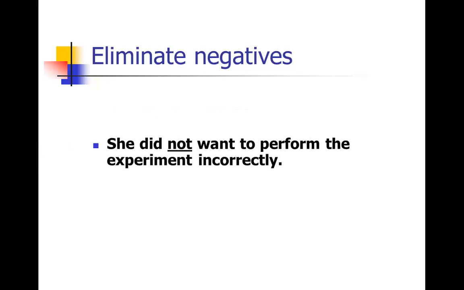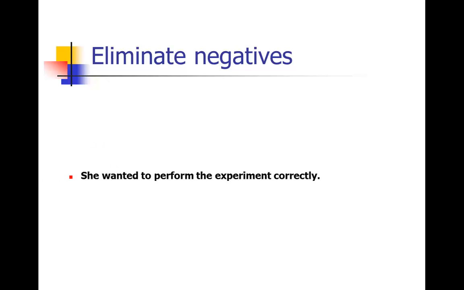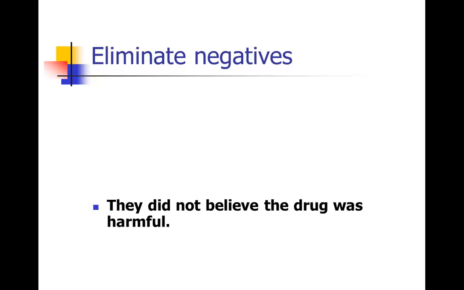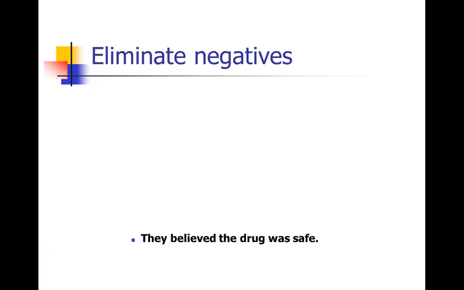Here's another example. She did not want to perform the experiment incorrectly. You can see the kind of double negative there, right? So how do we turn that one into a positive? She wanted to perform the experiment correctly. That's obviously much clearer, that second sentence. They did not believe the drug was harmful. How would we turn that into a positive? They believed the drug was safe.